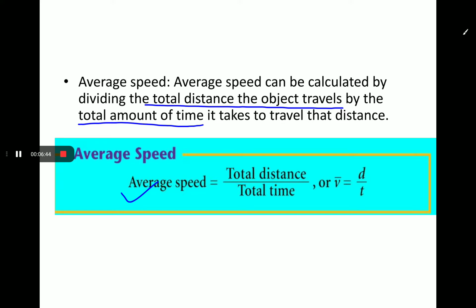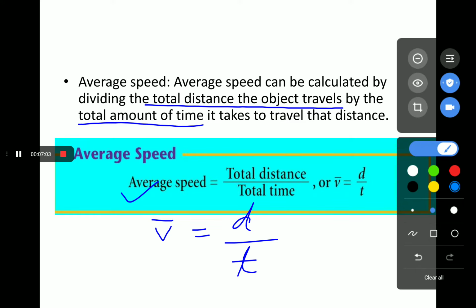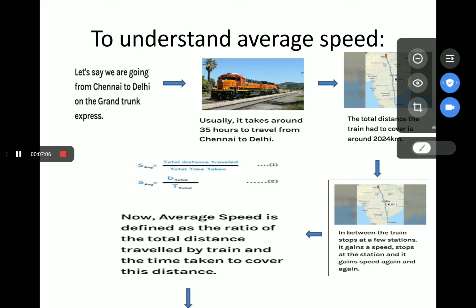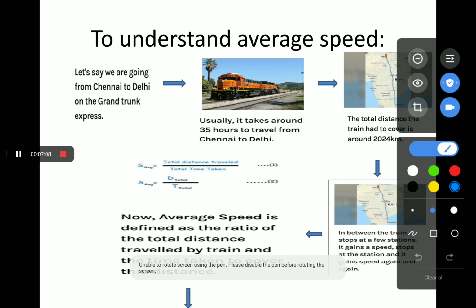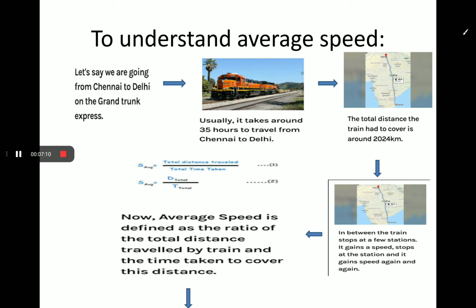The formula is this. Average speed is written as V bar, total distance is D and the total time is T. You can simply use this formula to calculate the average speed. But we have to understand what is the difference between speed and average speed. To understand it clearly, I have taken an example.